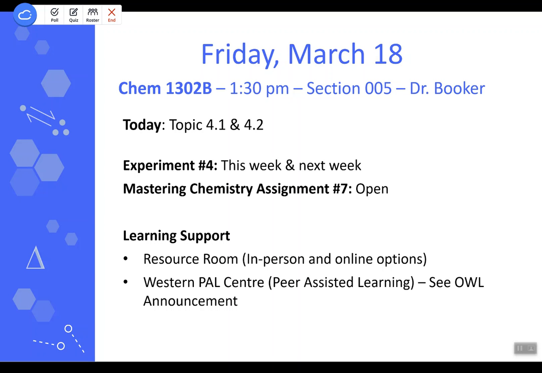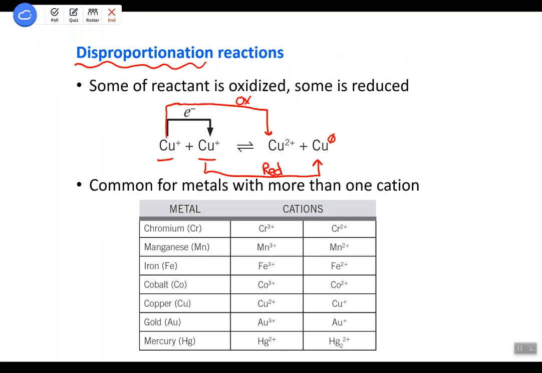I'm also excited that we will be wrapping up topic 4.1, balancing redox equations, and ready to jump into 4.2, looking at something useful that we can do with redox equations. So go ahead and get settled. We are going to jump right in.